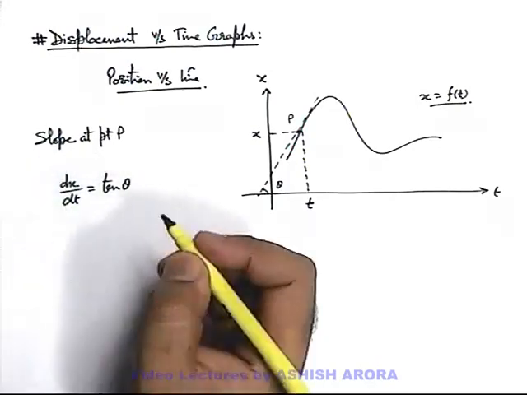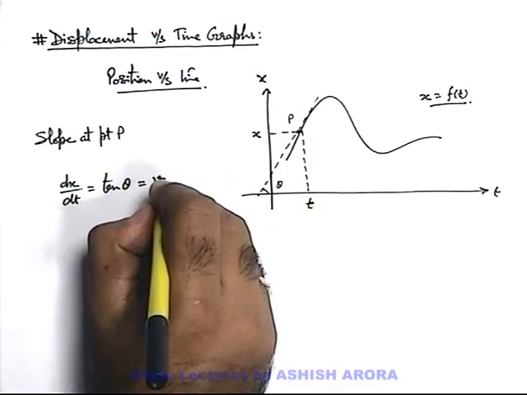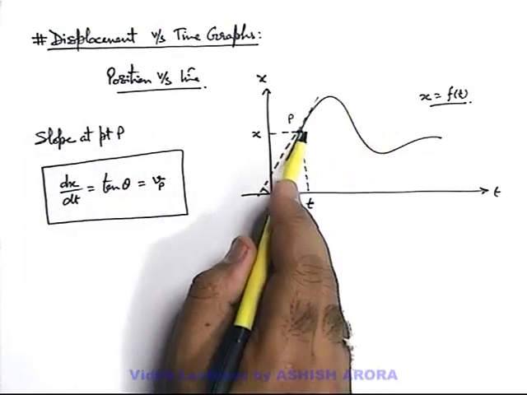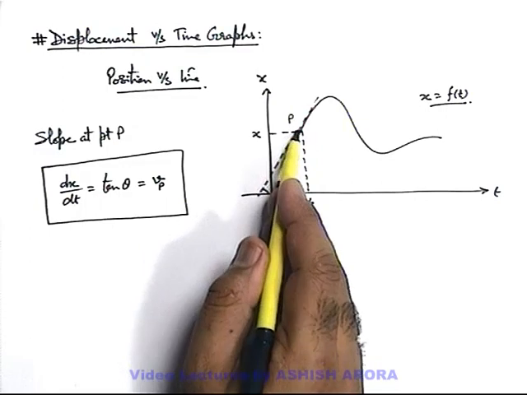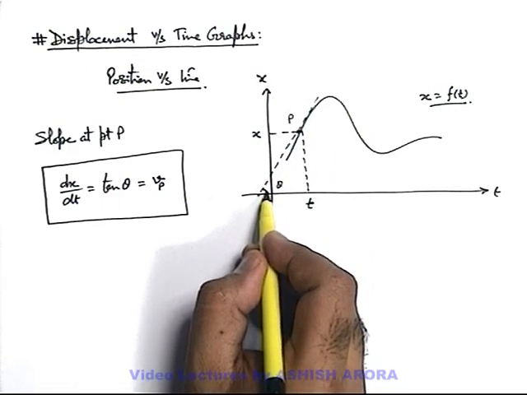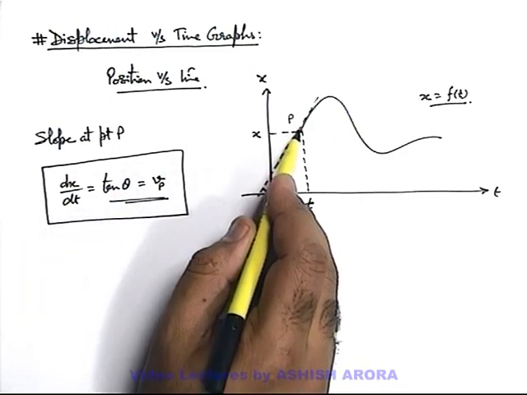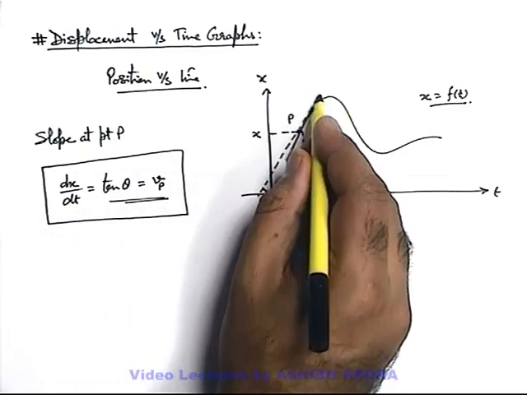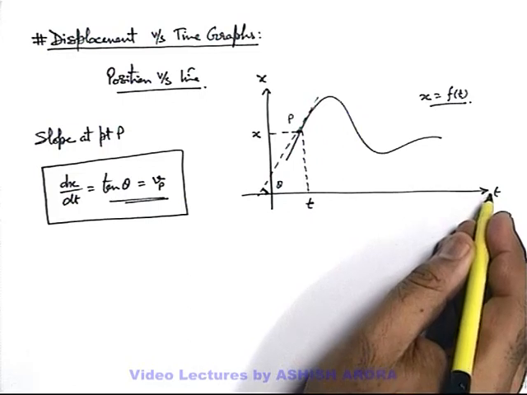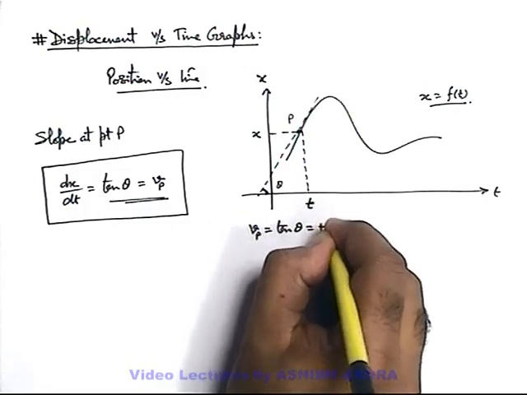And we all know that dx by dt can be directly written as the instantaneous velocity of the particle at this position P. So by a displacement time graph, at any point if we want to evaluate the instantaneous velocity of the particle, we just need to find out the slope of the curve at that point, and the slope will directly give us the instantaneous velocity of the particle at that point. In this situation we can see that this tangent makes an acute angle with the time axis. So here we can simply state the velocity Vp, which is tan theta, will be a positive quantity.